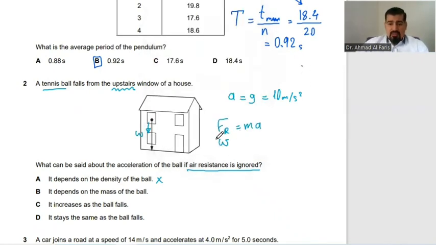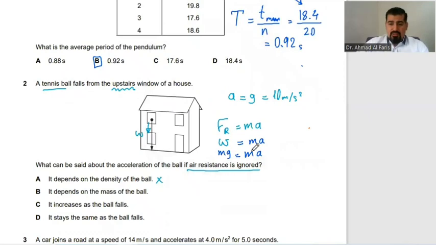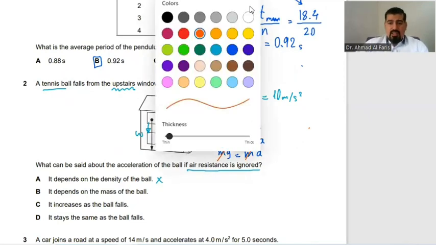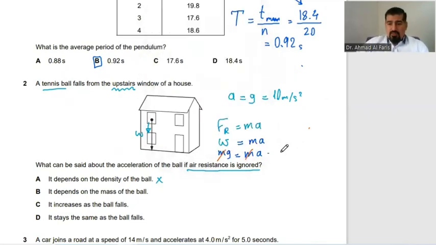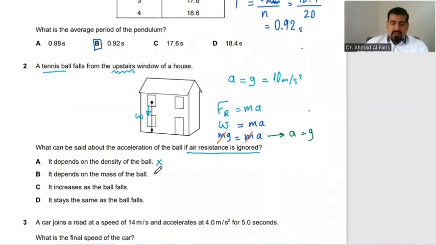So that means the weight, which is equal to mass times what? Acceleration. The weight, which we know is equal to mg, is equal to the mass multiplied by the acceleration. Mass with mass cancel out each other. So that means the acceleration is equal to the gravity acceleration in this example. It depends on the mass? Never. It doesn't depend on the mass here.